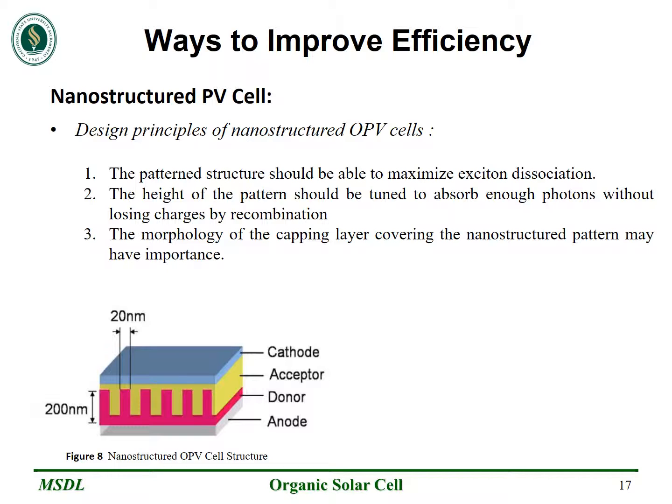When the capping layer is evaporated onto the nanostructured pattern, the vacuum deposited layer should cover the pattern bottom layer conformally. When conformal coating is achieved, the interface of the donor and the acceptor layers is able to form a continuous p-n junction. Figure 8 shows a section of the nanostructured OPV cell.